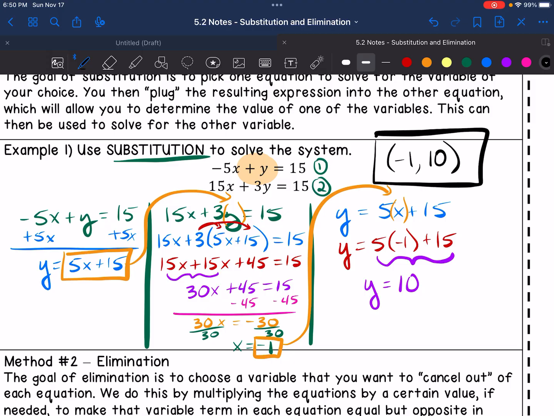So that's my answer. All right, so that's how substitution works, okay? So that's one method of solving systems algebraically, all right? We found the same solution we would as if we were graphing and looking for where the two lines were crossing. This is just another method.